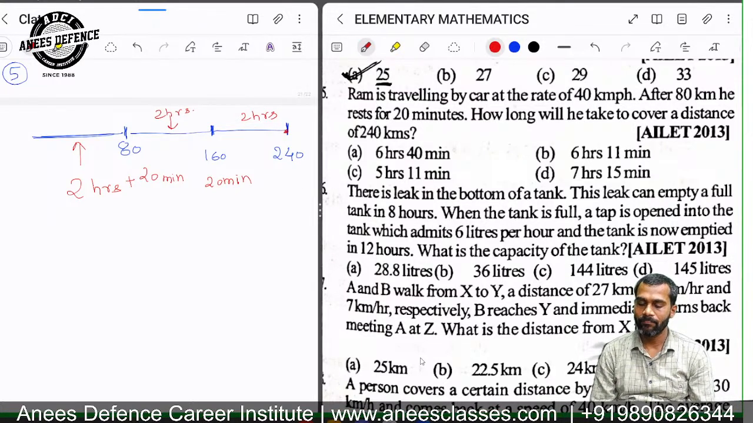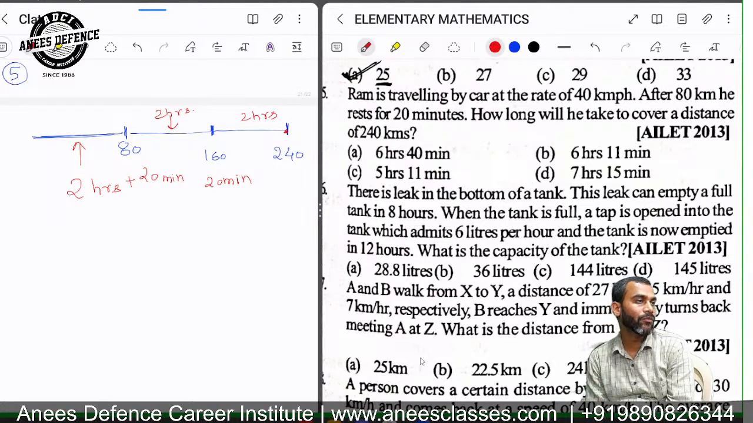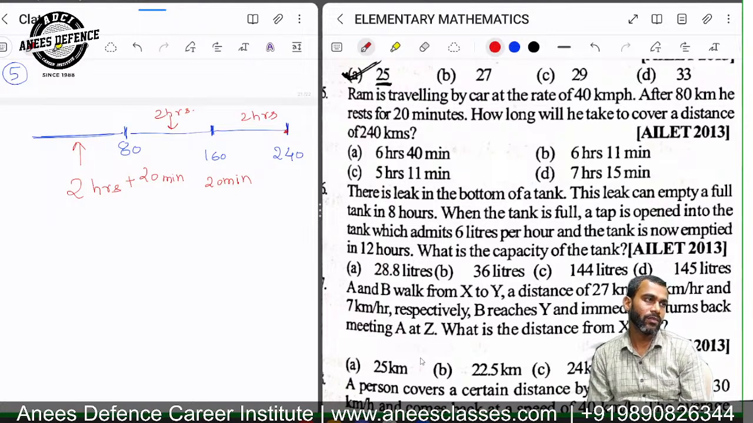Yes, sir. So how many breaks will he need? Two breaks. Why? Because after 240 kilometers, we don't have to consider a break because the journey has been finished. I mean, the whole journey is finished. Yes or no? Because he has to cover only 240 kilometers. It really doesn't matter what he does after finishing that 240 kilometers.